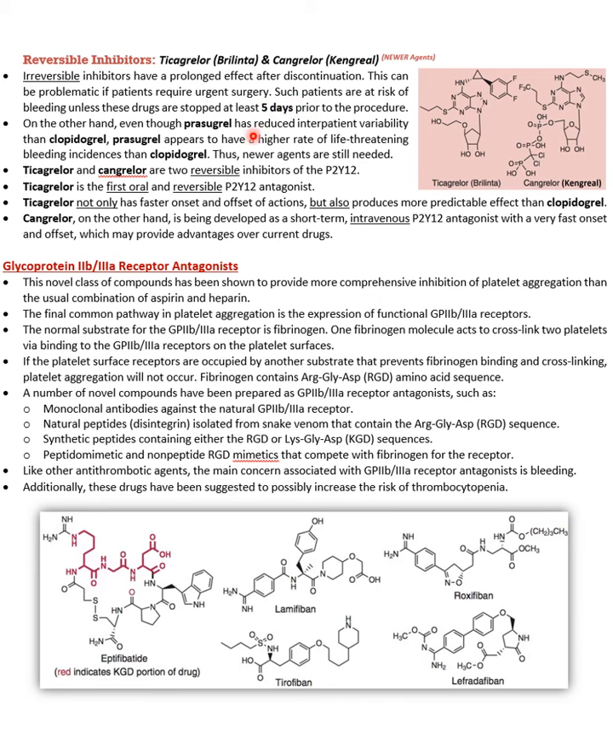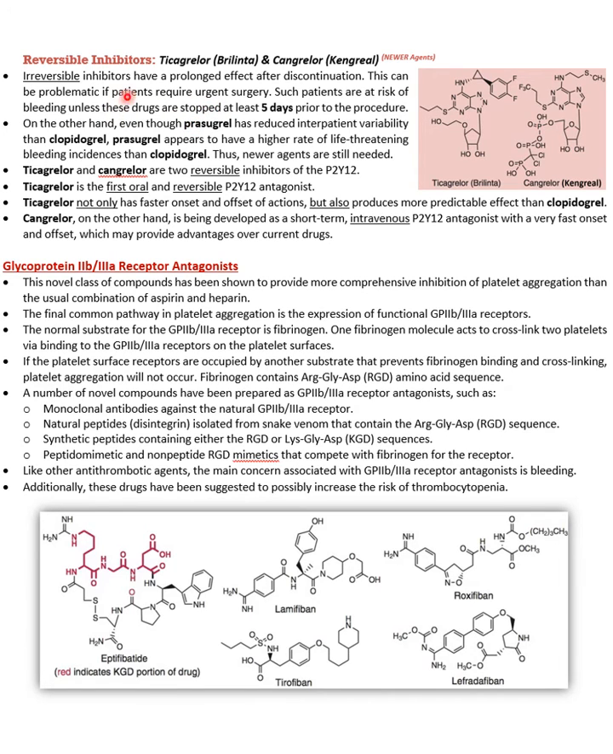Okay, so that was one of the reasons for the need of the reversible inhibitors. Another reason is the fact that the prasugrel, although it does not have interpatient variability like the clopidogrel, has a higher rate of life-threatening bleeding. And in the case of the clopidogrel, of course, there's the problem of the interpatient variability. So again, one more reason why we need to think about designing new drugs.